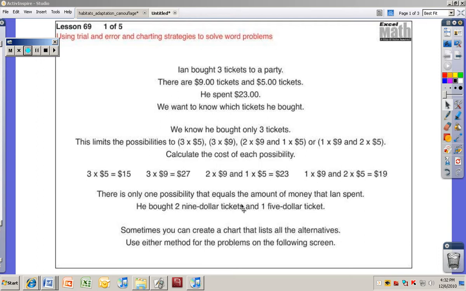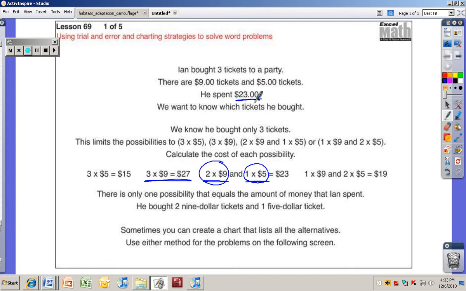Calculate the cost of each possibility. So 3 times 5 is 15. That's not $23 if he buys all $5 tickets. If he buys all $9 tickets, 3 times 9, that's 27 right here, and that's too much money. If he buys 2 $9 tickets and 1 $5 ticket, 2 9s makes $18, and if you add that $5 ticket to the $18, you get $23, and so that does come out the same as this one up here.